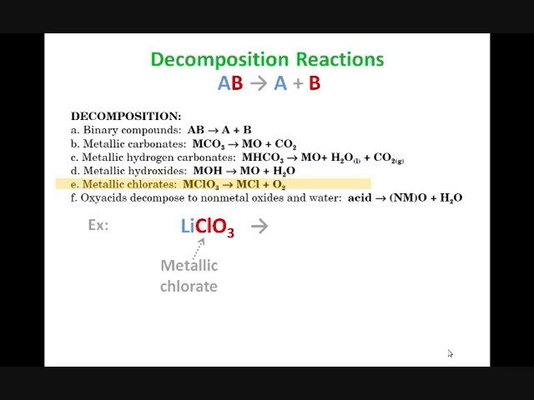So LiClO3, lithium chlorate, is going to decompose into lithium chloride, that's the MCl, the metal chloride part, and oxygen gas, O2. According to the pattern, we need a metal chloride and oxygen. So that's what we've got here. The correct chemical equation for this decomposition reaction is LiClO3, lithium chlorate, yields LiCl, lithium chloride, and O2, elemental oxygen gas.